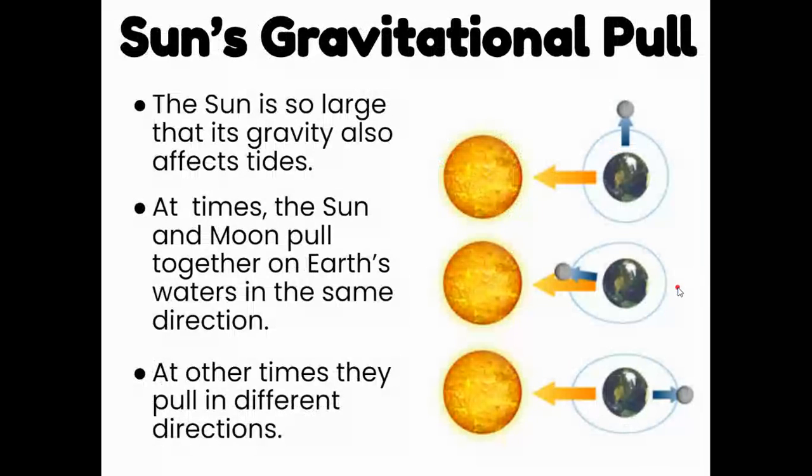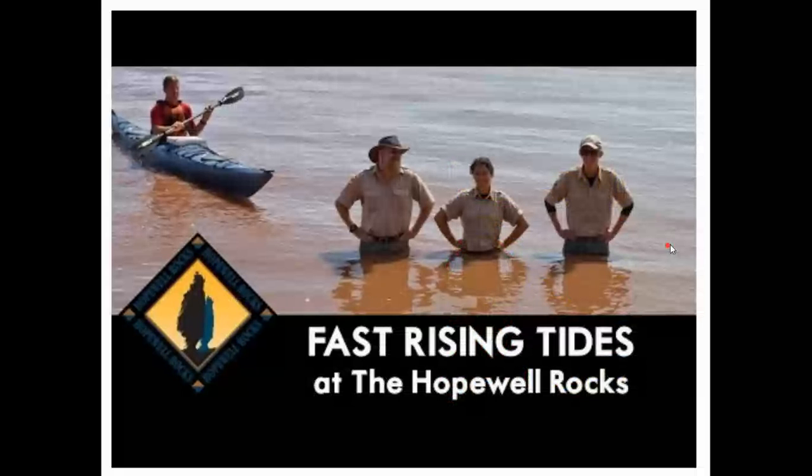The sun is so large that its gravity also affects tides. At times, the sun and the moon pull together on Earth's waters in the same direction, and at other times, they pull in different directions. So the sun is only really important during a new moon and a full moon phase, because at that time, we've learned that the moon, the sun, and the Earth are all in straight lines. So it's like the moon and the sun are working together to extra pull on the Earth's waters. And then when they're not together, like at first quarter and third quarter, now they're working against each other and it diminishes the tidal effect.